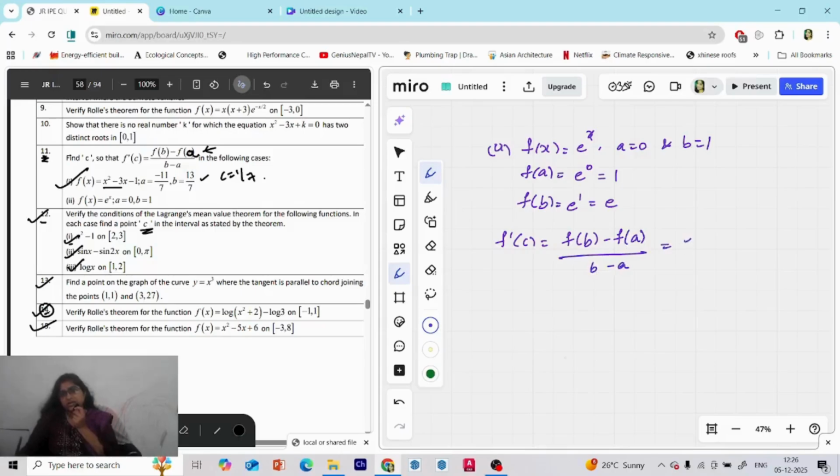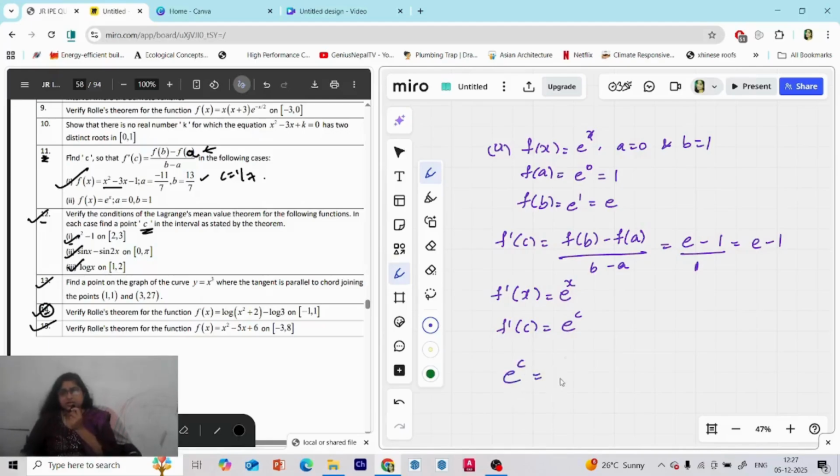What is f of b? E. What is f of a? 1. And b minus a is 1 minus 0, which is just 1. So the f dash c value is e minus 1. Let us find f dash x. When we differentiate e power x, what do we get? We get e power x itself. So f dash c, putting c in place of x, becomes e power c.